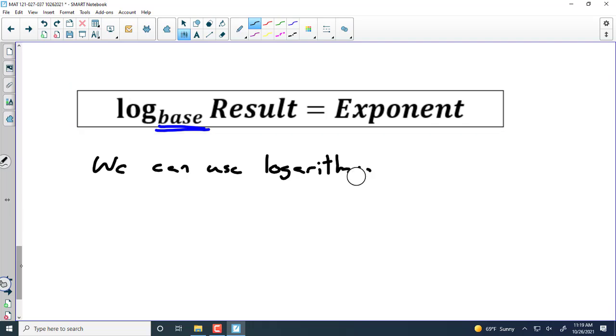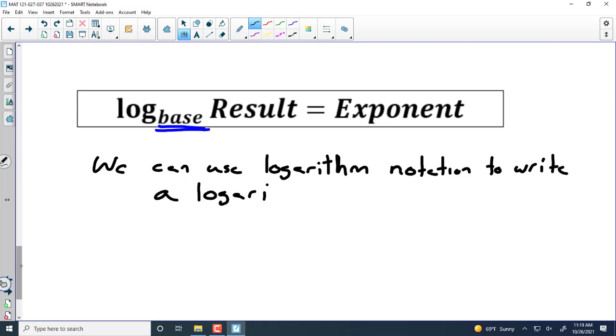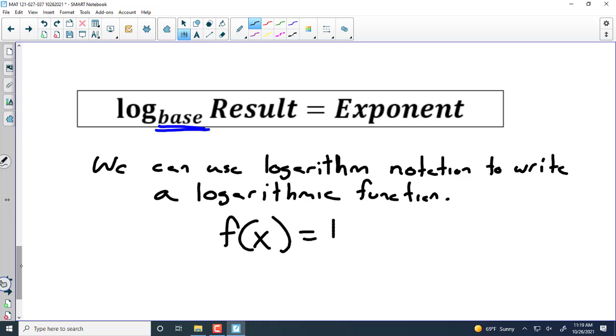I always turn my H into an M when I'm writing logarithm. We can use logarithm notation to write a logarithmic function. We can use this logarithm notation to write what we call a logarithmic function, a brand new type of function to us in college algebra, a function we'll learn more about at 11:30. I'll see you then.